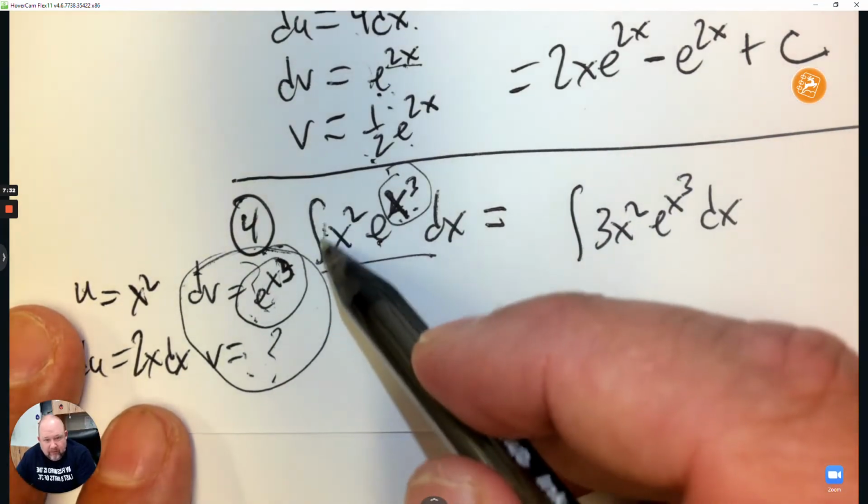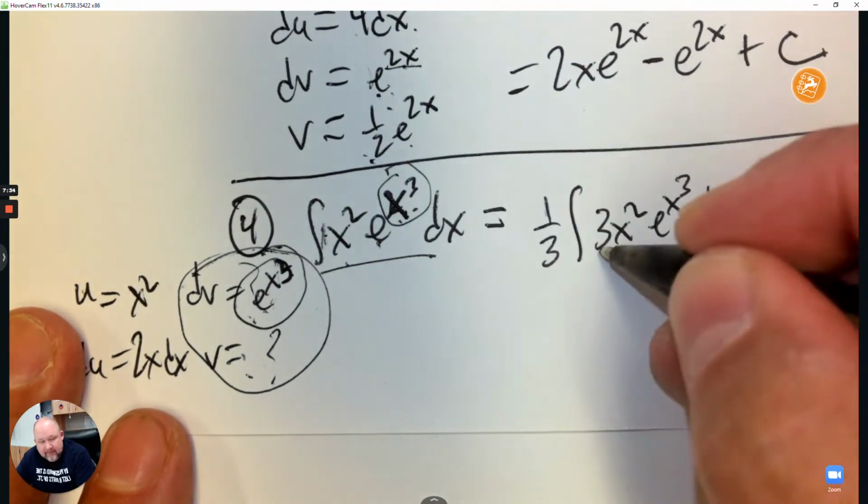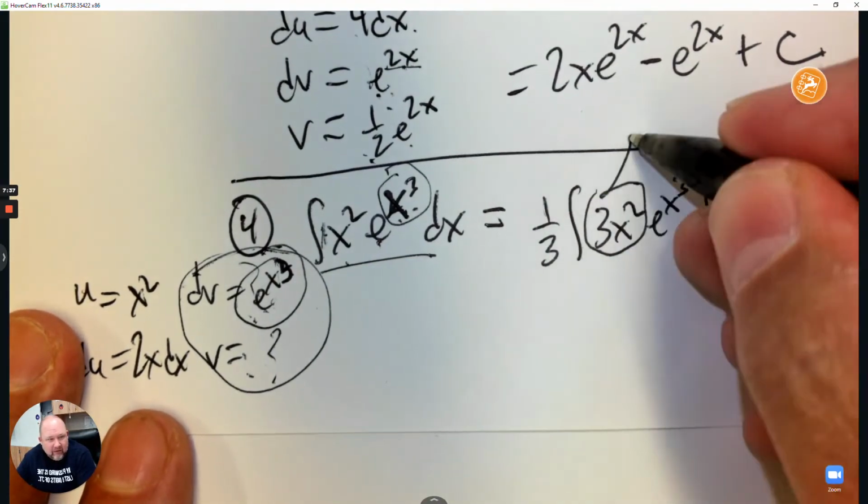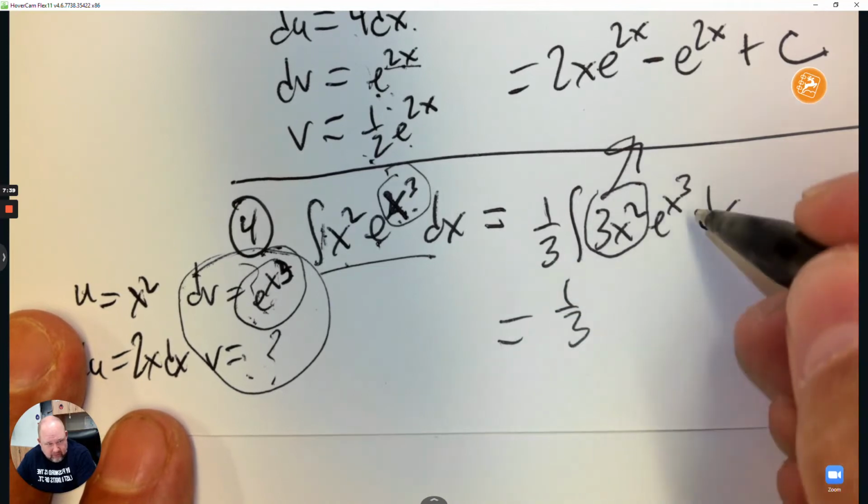What was it before? A 1. And what did it become? A 3. And now we can unhook and then follow the rules, which is 1/3 and copy.